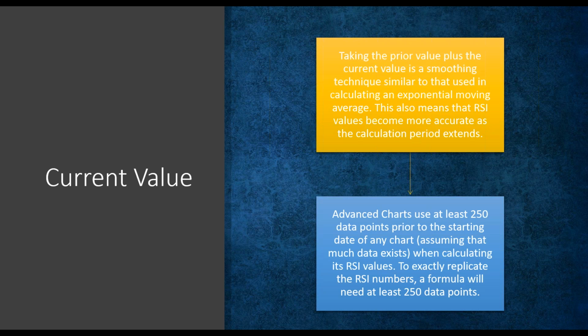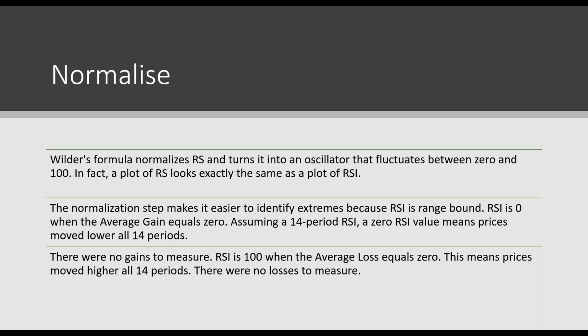Advanced charts use at least 250 data points prior to the starting date of any chart. Well, since you're not starting out a chart, and since you're not starting out the calculation, and you're just dropping RSI on the chart, you don't have to worry about how many data points it's using because you're not starting anywhere. So when you drop RSI in, it's already taken all the data, moved it forward, added the last one to the next 13 gains and losses, and you have an accurate representation. And it really doesn't matter where you're calculating RSI.